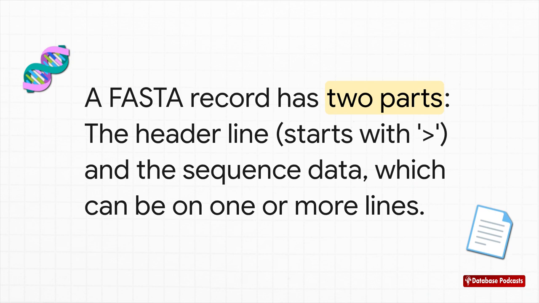The structure itself is incredibly straightforward. Every single record in a FASTA file has just two parts. First, there's a header line that works like a label. It always starts with a greater than symbol, and it gives you a description of the sequence. Then, right after that, you get the sequence itself, the raw string of letters, which can either be on one really long line or broken up across several lines.